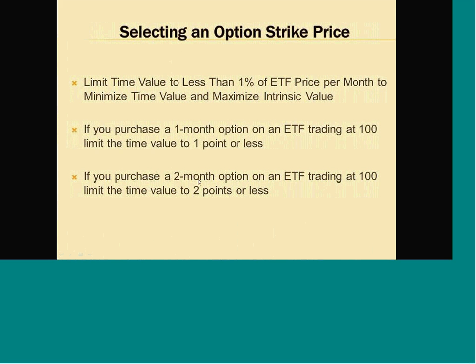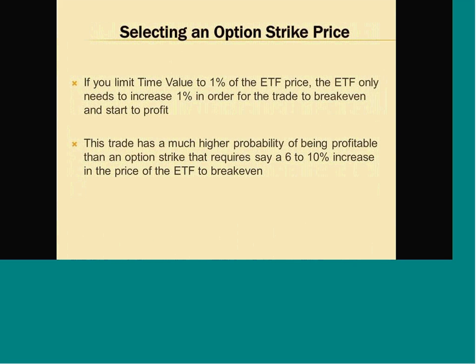So if you limit the time value to 1% of the ETF price, then the ETF only has to increase 1% in price in order for that trade to break even and to start to profit. This has a much higher probability of being profitable than if you selected an option strike price that requires, let's say, a 6 to 10% increase in the price of the underlying ETF to break even. So obviously, if the ETF only has to move 1% to break even and start profiting compared to a 6 to 10% move, then you have a much higher probability of that trade working out.